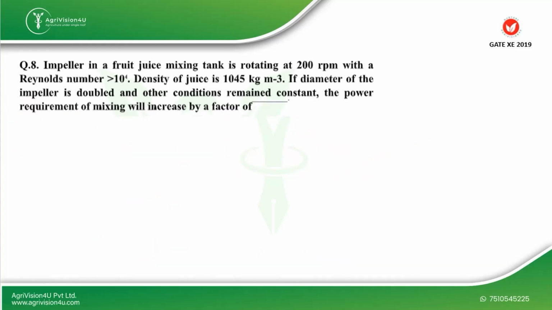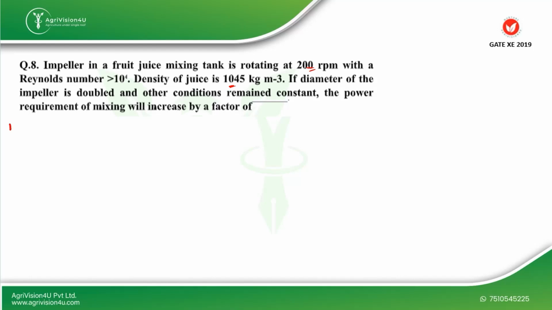Question number 8. Impeller in a fruit juice mixing tank is rotating at 200 rpm with a Reynolds number of less than 10 to the power 4, density of the juice 1045 kg per meter cube. If the density of the impeller is doubled and the other conditions remain constant, the power requirement of the mixing will increase by the factor of how much we have to calculate.